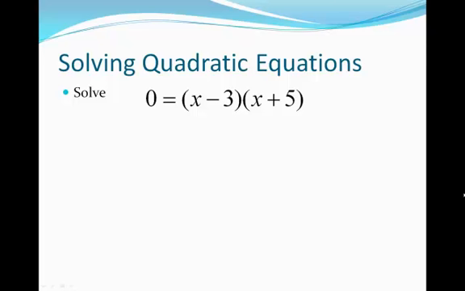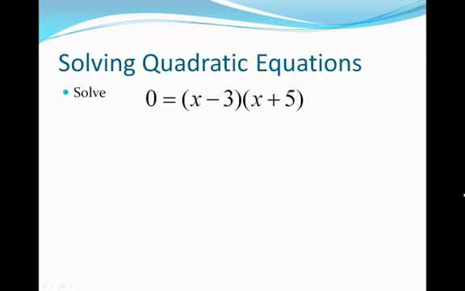In this first case, imagine that I want to solve the quadratic equation 0 equals the quantity x minus 3 times the quantity x plus 5. In a case like this, I'm looking for what the value of x has to be. Since I want to know when it equals 0, you could try plugging in numbers like 3 or negative 5, and watch what happens when you do that. If you plug in a 3, the first quantity becomes 0, and 0 times anything, you get 0.